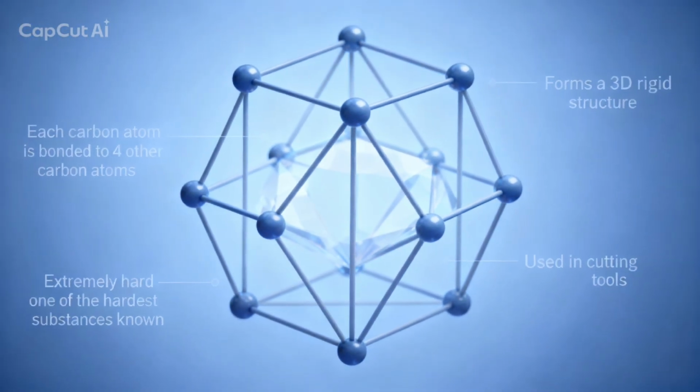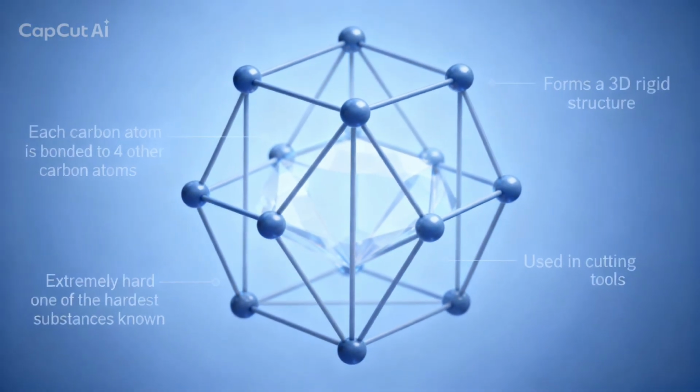Diamond. Each carbon atom is bonded to 4 other carbon atoms. Forms a 3D rigid structure. Extremely hard, like one of the hardest substances known. That's why diamonds are used in cutting tools.